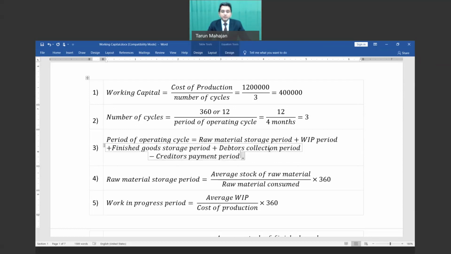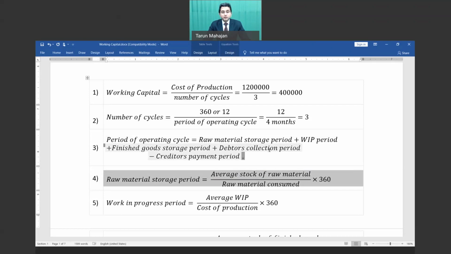You know, all these periods in real life, you don't calculate it. You decide it. You make a policy that I'll keep raw material for 3 months. I'll keep finished goods only for 1 month. But WIP, I have fully automatic machines, so my WIP is just for 3 days and so on. So all these periods you don't calculate, you decide it. It's a matter of policy making. But in an examination question, they may ask you to calculate it.